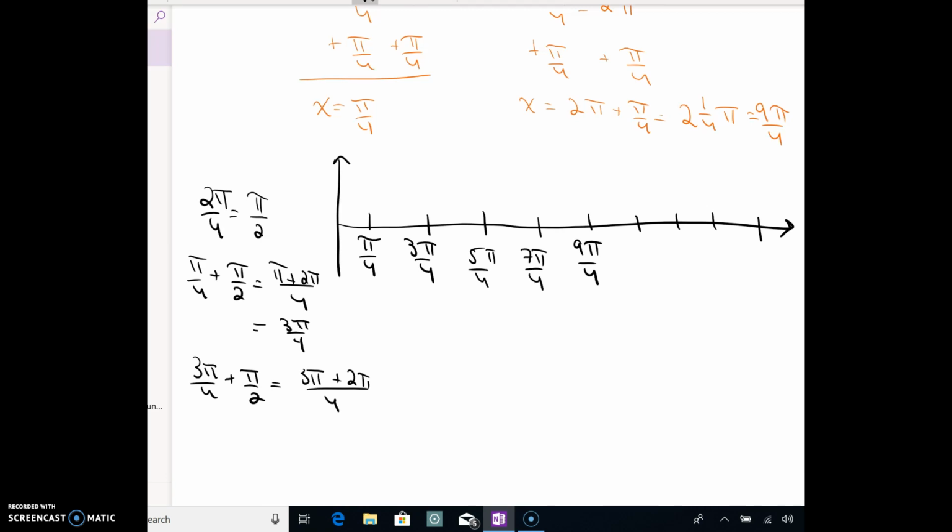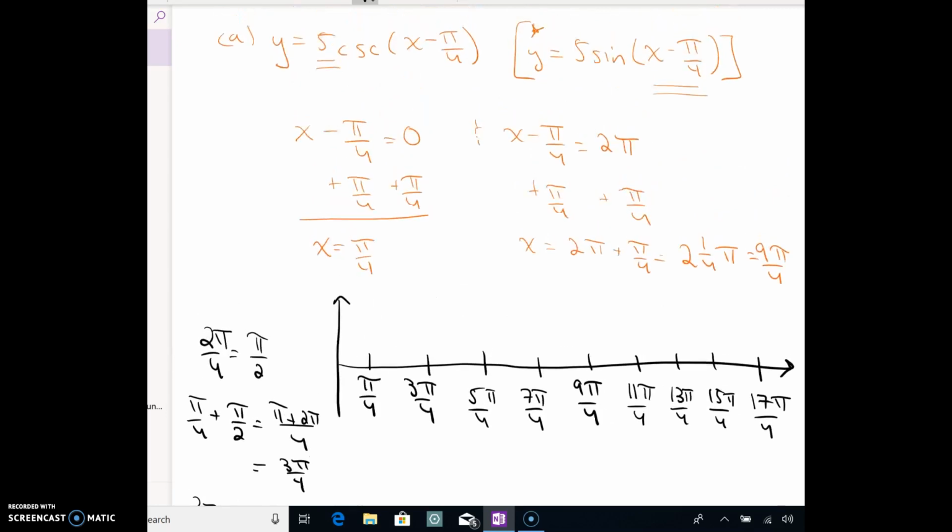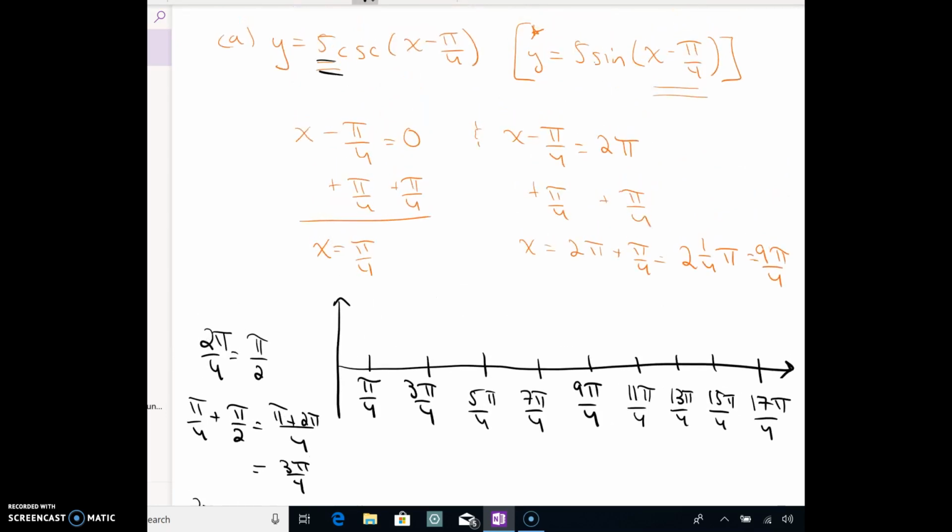So I hope you can see there's a little bit of a pattern here where we're just adding 2 pi to the numerators, and the denominators stay the same. Let's continue with that trend. 9 pi plus 2 pi is 11 pi over 4. 11 pi over 4 plus 2 pi is 13 pi over 4. 15 pi over 4, and then we end up with 17 pi over 4. Now we also know that we have an amplitude of 5, so we're going back and forth between 5 and negative 5.